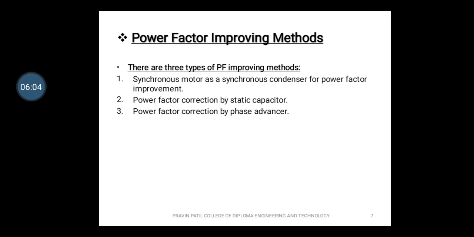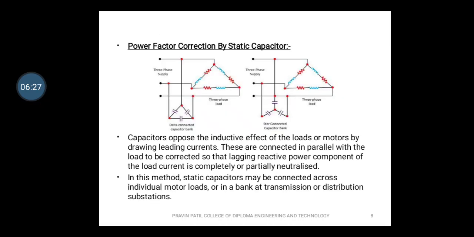Now, let us discuss the power factor improvement methods. Actually, there are three power factor improvement methods. First is power factor improvement by static capacitor, second is power factor improvement by synchronous condenser, and the third one is power factor improvement by phase advancer. Now, we will discuss broadly power factor correction by static capacitor.